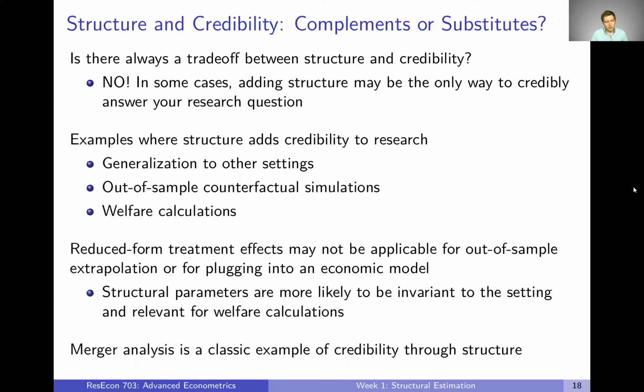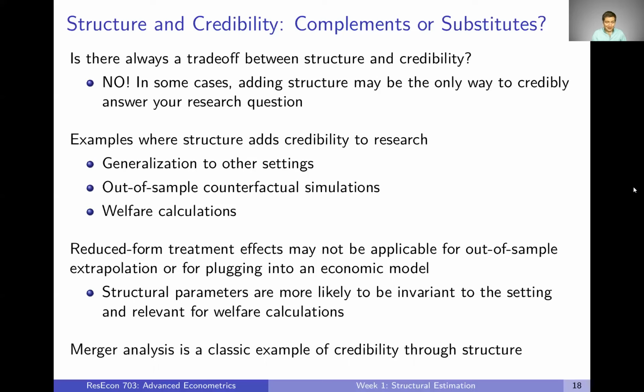In general, we probably think that structural parameters like marginal utility or risk preferences are more likely to be invariant to whatever your setting is. Whereas with reduced form treatment effects, sometimes there can be so much baked in there that we might think the policy itself is going to change the effect. And so it's going to be harder to interpret out of sample. And similarly for welfare calculations, it's going to be hard to think about how we might plug reduced form parameters into welfare calculations in some cases.